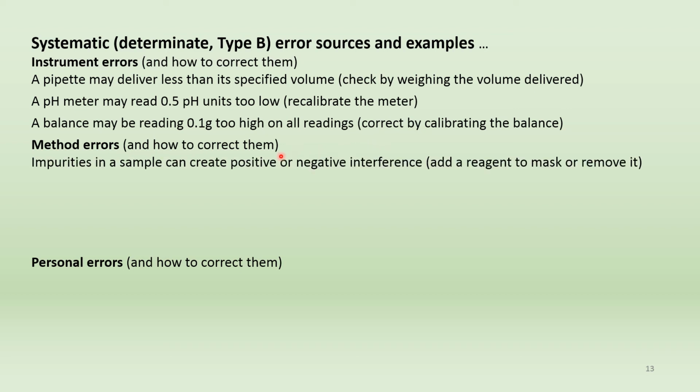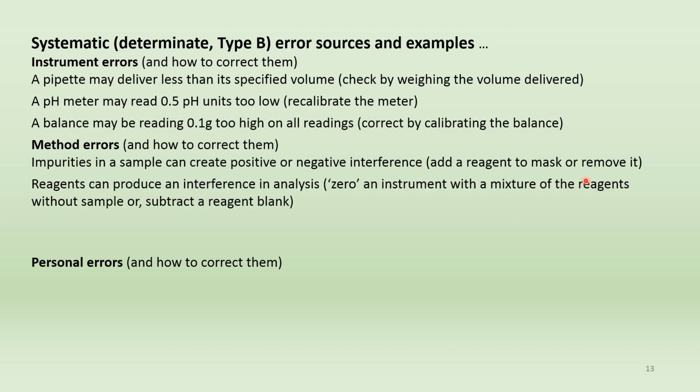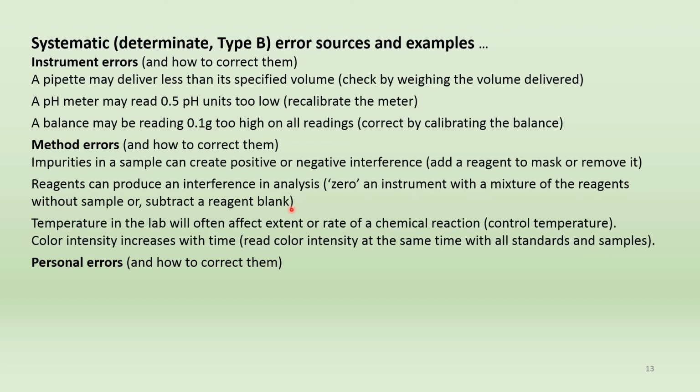Method errors. Examples might be impurities in a sample, which can create positive or negative interferences. And to remove this, we might add a reagent to mask it or remove it. Now, reagents themselves can produce interference in analysis, and so typically we would zero an instrument with a mixture of reagents. Alternately, we would subtract a reagent blank. The temperature in the lab will often affect the extent or rate of a chemical reaction. The solution is to control the temperature.